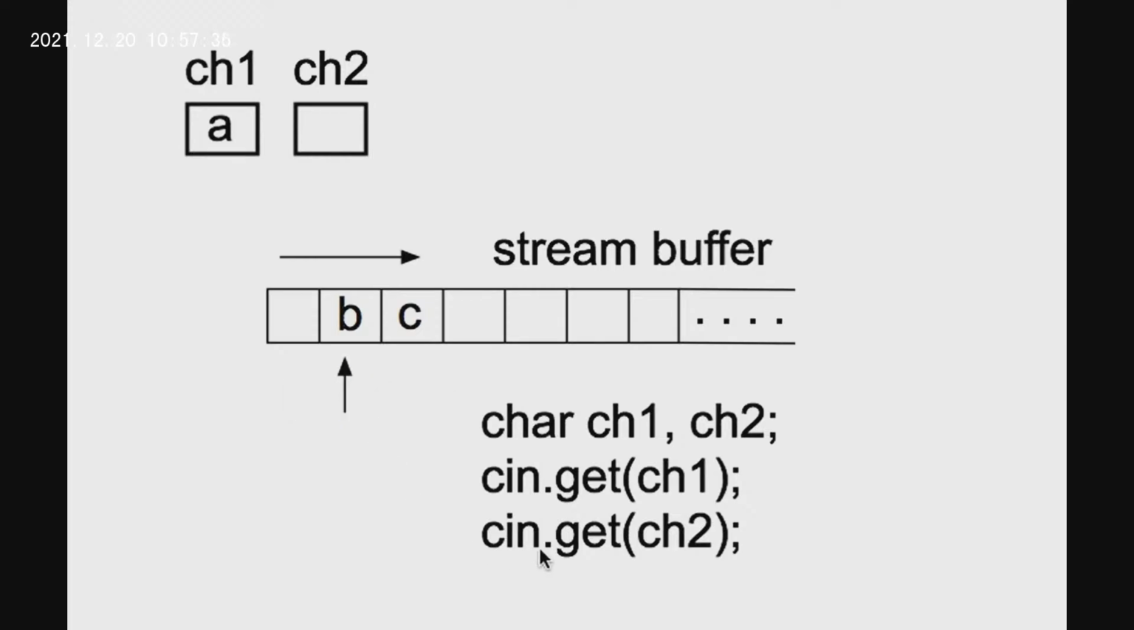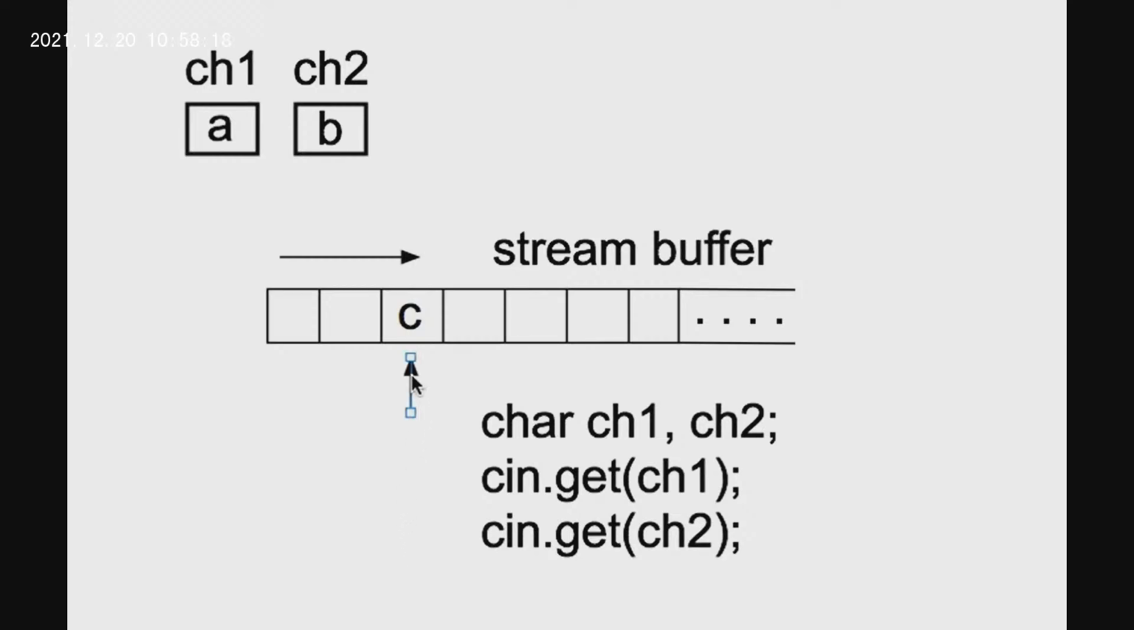So when we have the next statement, cin.get ch2, B will be read from the buffer and stored into ch2, and the pointer for the stream buffer, the next item to be read, will move over to C. If this is the end of our program, then the C will be thrown out. Otherwise, if there was another cin.get statement, then the C would be read. So it's stored for further input, and if the program terminates, it's thrown away.